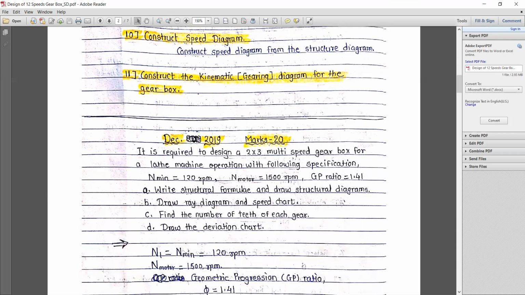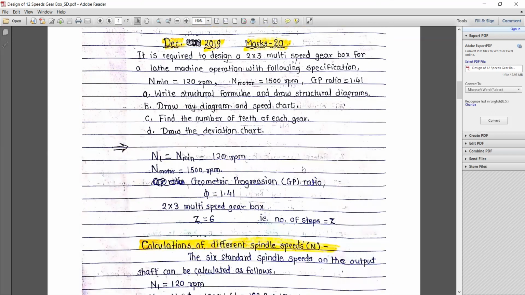Okay, so let's see with the problem. In December 2019, for 20 marks, this question was asked. It is required to design a 2x3 multiple spindle gearbox for a lathe machine operating with the following specification. Minimum operating spindle speed is 120 rpm, motor speed is 1500 rpm, and geometric progression ratio is 1.41.